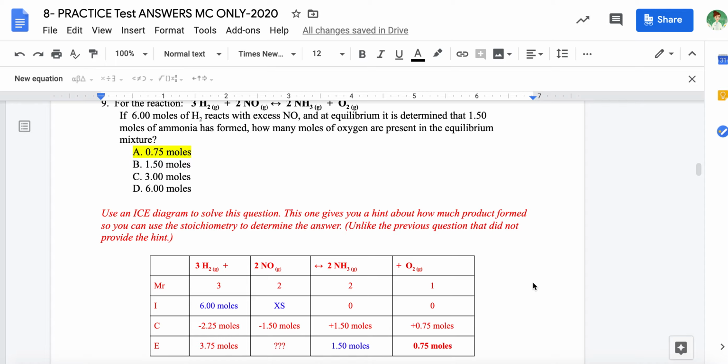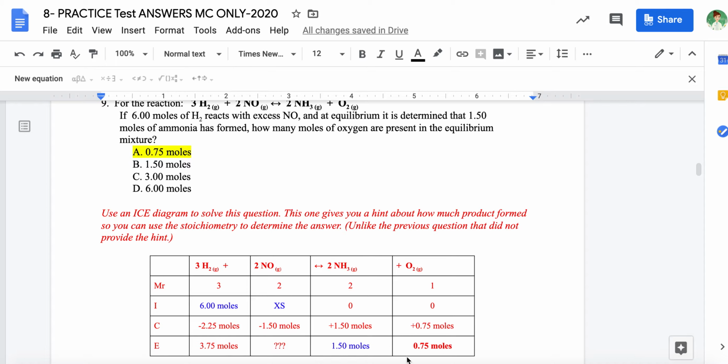Number 9, similar to the ones that we've seen before, you can use an ICE diagram because again, our clue for number 9 is at equilibrium, it is determined that 1.5 moles of ammonia had formed. So you can see again in the ICE diagram, the blue represents all of the givens from the problem. Based upon those givens, we can fill in our change line here for that ammonia. And then that allows us to quickly and easily see the 2-to-1 ratio will allow us to know how much oxygen is present.